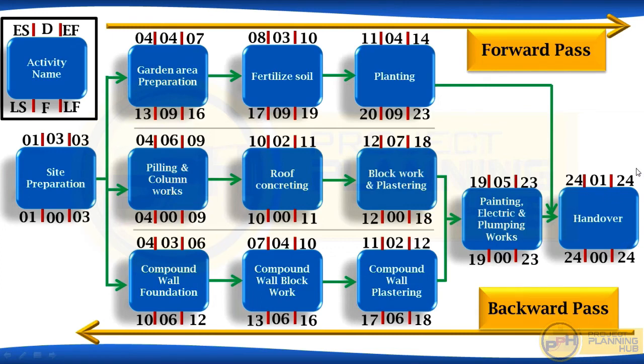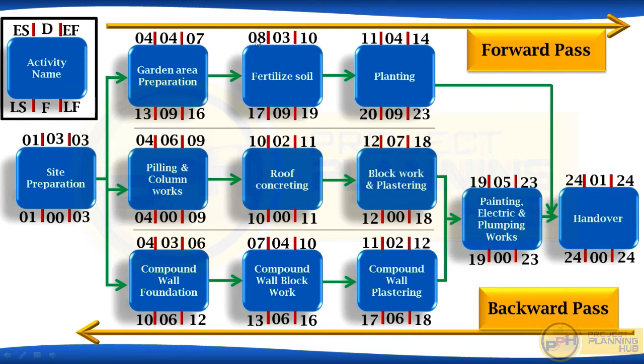Here our project ends on 24th. When this project delays, this 24 will change to 25, 26 and so on. In every project, one of the main goals is not to change the project end date. Even if our activity fertilized soil doesn't start on 8, our project will not delay.